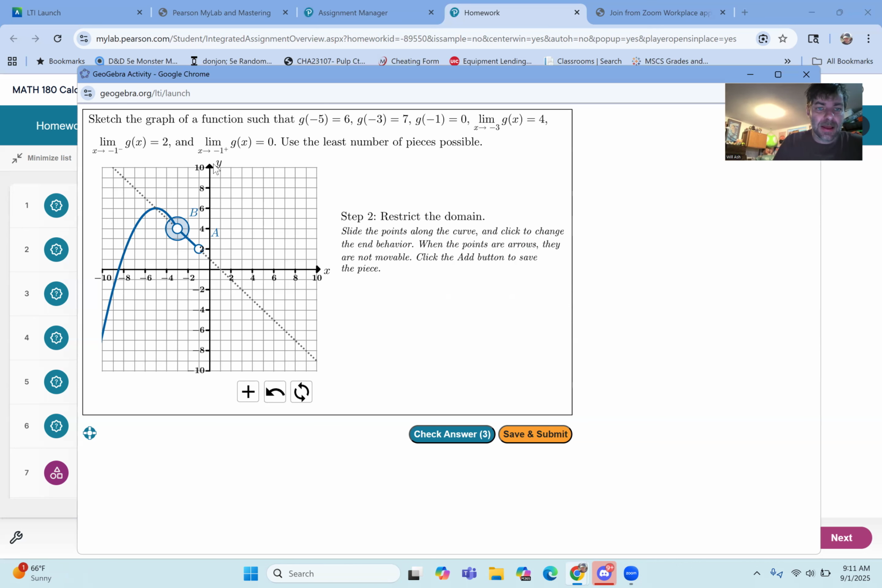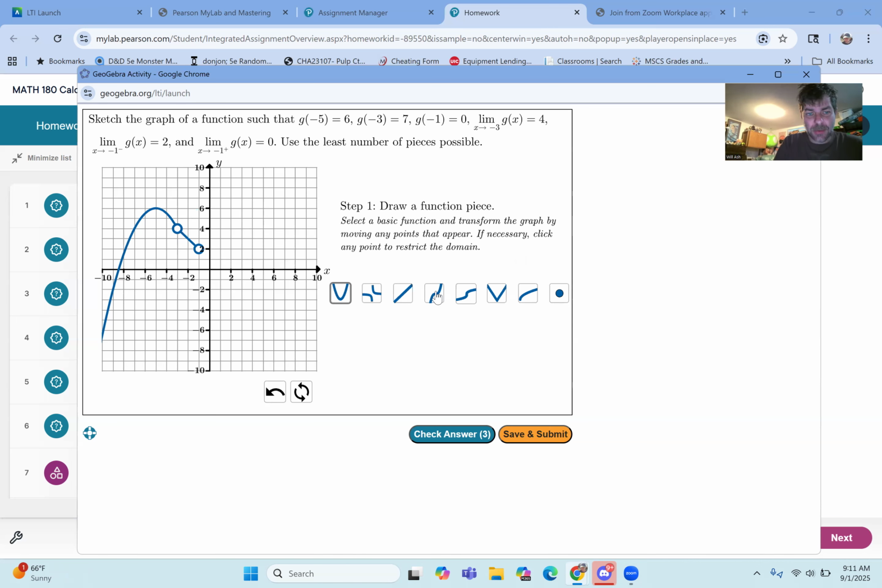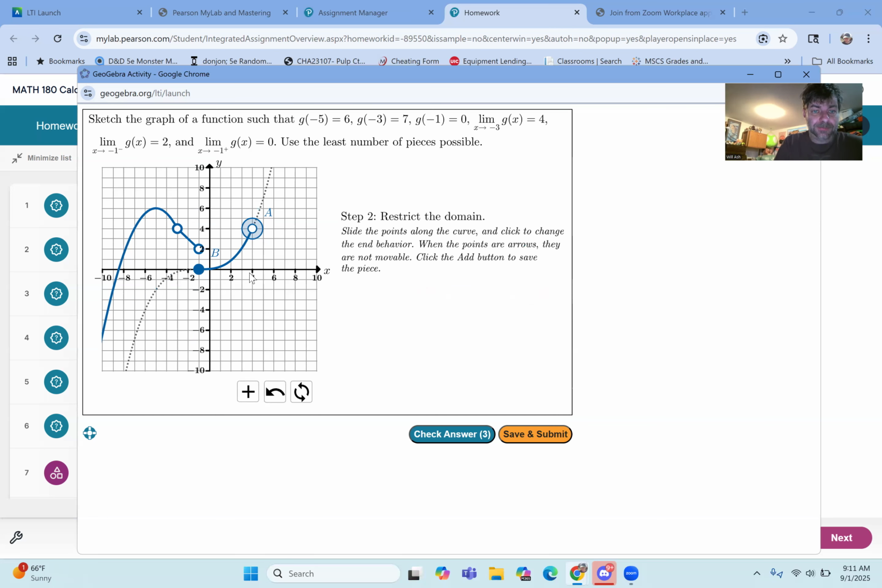The other side of -1, I need to approach 0. So I'm going to give myself another point here, and let's go with this one, just for fun. So there's -1, 0. And then this can do anything it wants. I think we don't say anything past -1, so let's just restrict it over there and continue on with a line. Now at -1, the value actually is 0, so we're going to leave that as a closed hole.